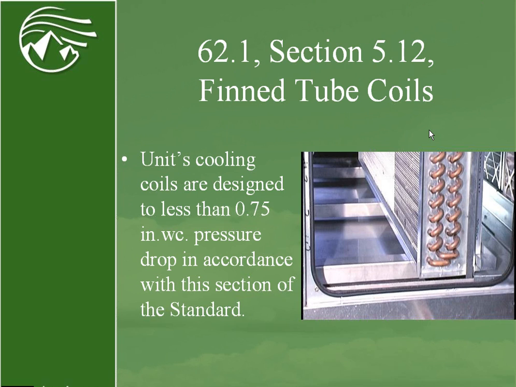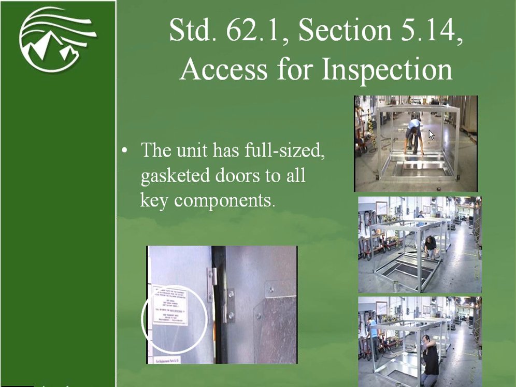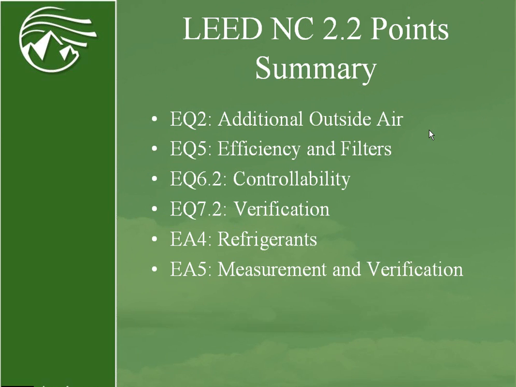Most outside air systems were a makeup air unit that was modified to qualify as a dedicated outside air system. This Sierra DCV unit was actually designed as a dedicated outside air unit based on 62.1. So that's why there are so many different points that help you comply with ASHRAE. The unit has full-size gasketed doors on all key components. You can actually see that the labeling of these units is put on multiple panels, and each panel is hinged for access. Additional feature, great for servicing as well.